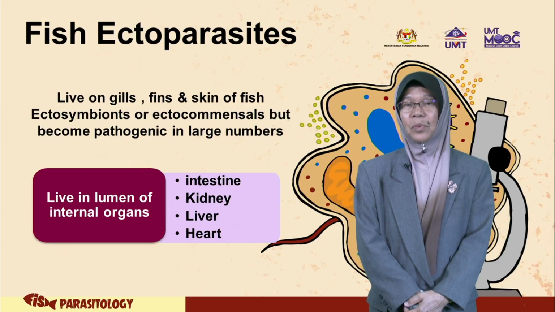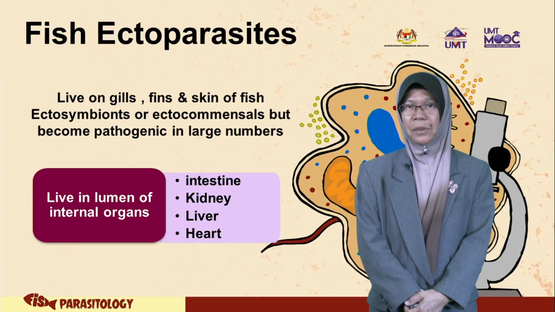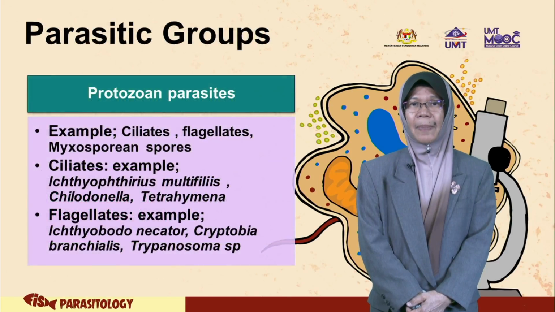There are parasites which inhabit the lumen of internal organs of the host, and they are located in the intestine, in the kidney, the liver, and the heart of the host fish. And these are known as endoparasites. There are also parasites which are found in the tissue of the host, and these are known as tissue parasites. Protozoa, helminths, and crustacea are the common parasitic groups.